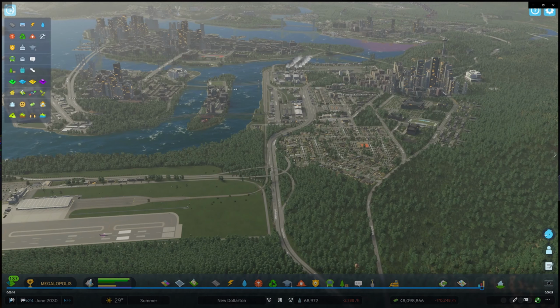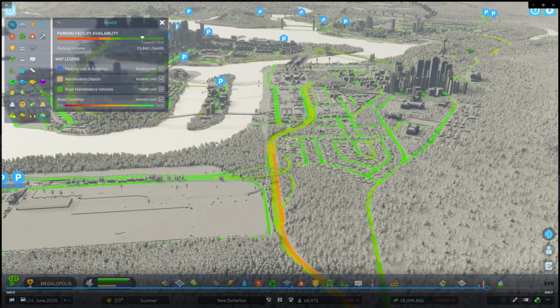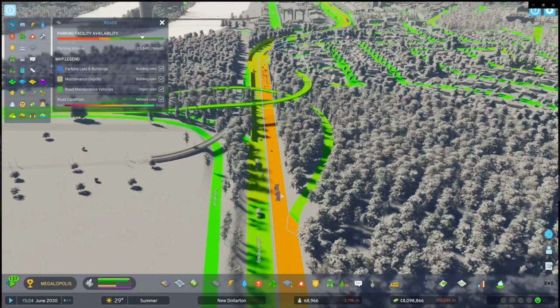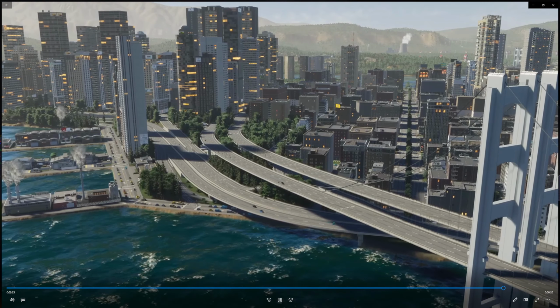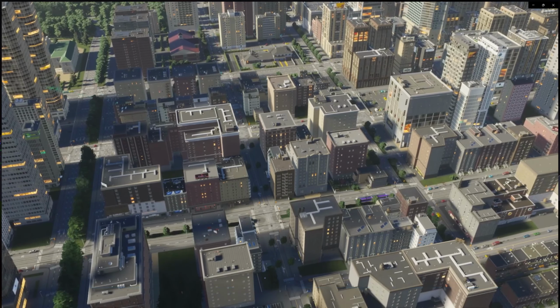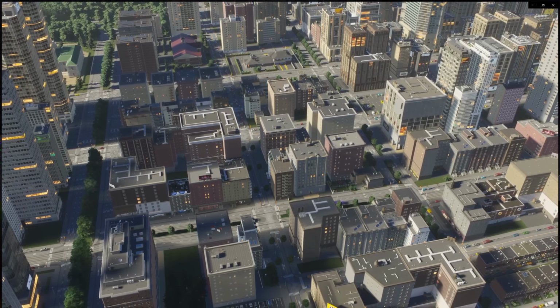Traffic management. It delivers a real-time overview of how much traffic is on your road network, so you can resolve problems quickly. Deep simulation transforms the movement of people, goods, and services through your city into the pulsing reality of a living, breathing city.